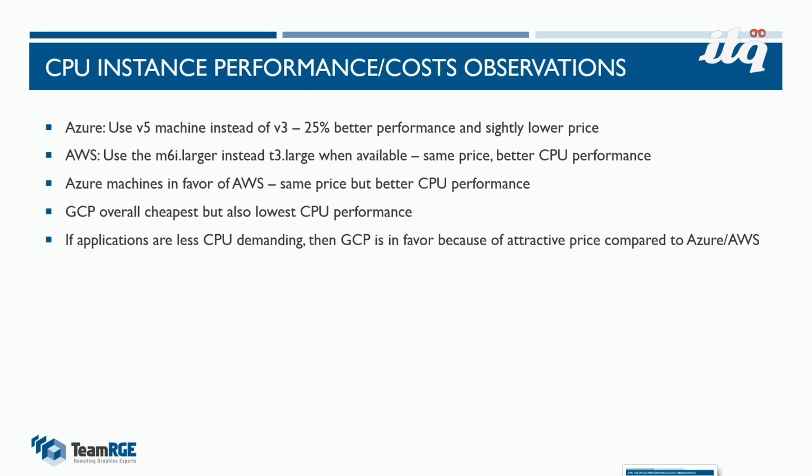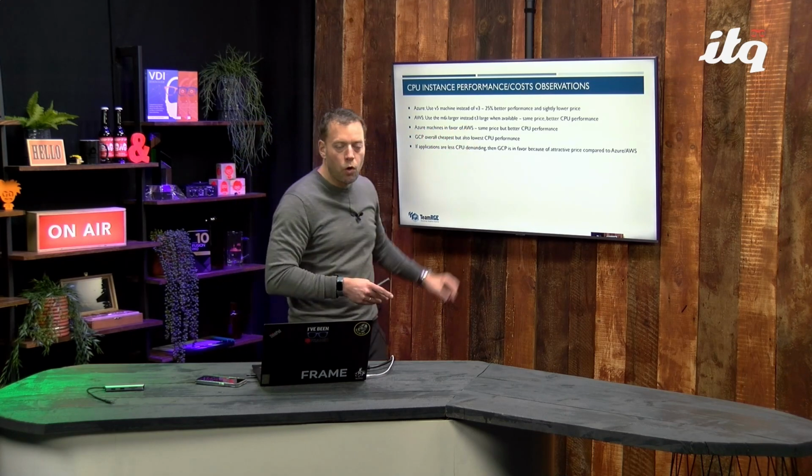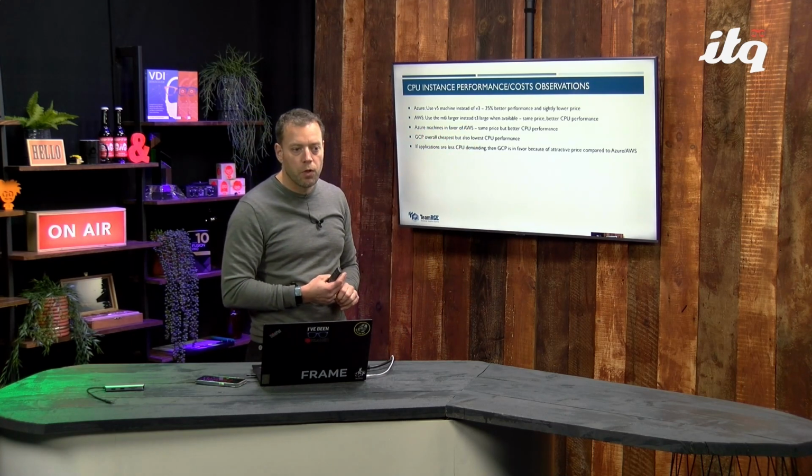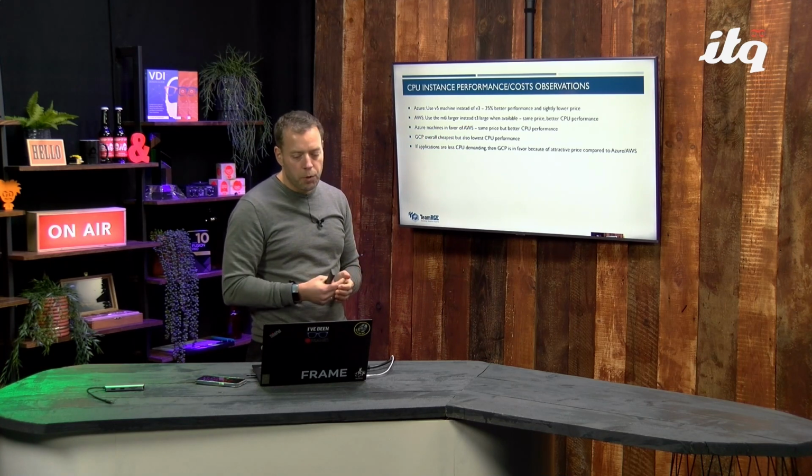If you look at AWS, use the M6i instead of T3. Same price, better CPU. Well, you can see it here as well. On the GCP side, overall it's a cheap instance type, but from a CPU perspective, they're using older generations of CPU. So if your workload is really CPU heavy, that's something you should keep in mind as well.